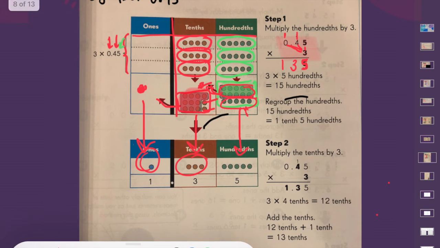Now, we have to look at how many digits are behind the decimal point in our factors. So there's 2 behind the decimal point here. So we're going to need 2 behind the decimal point in our product. So it would be 1.35, or 1 and 35/100ths.